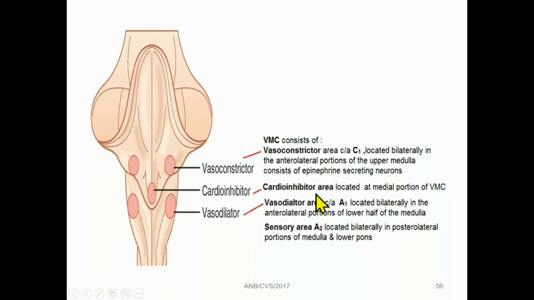Let us try to understand this. First is the vasoconstrictor area, located bilaterally in the anterolateral portion of the upper medulla, consisting of epinephrine secreting neurons. The cardioinhibitory area is located at the medial portion of the vasomotor center. The vasodilator area, A1, is located bilaterally in the anterolateral portion of the lower half of the medulla. And the sensory area A2 is located bilaterally in the posterior lateral portions of the medulla and the lower pons.